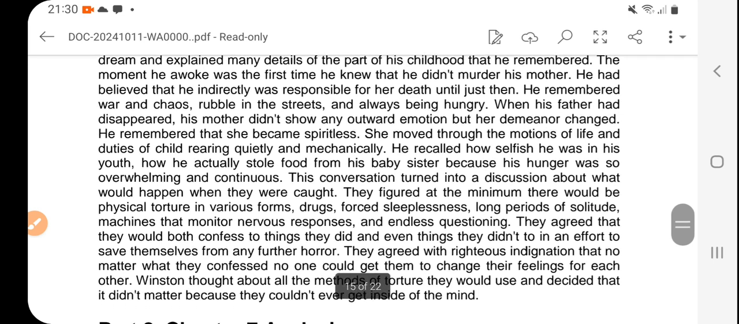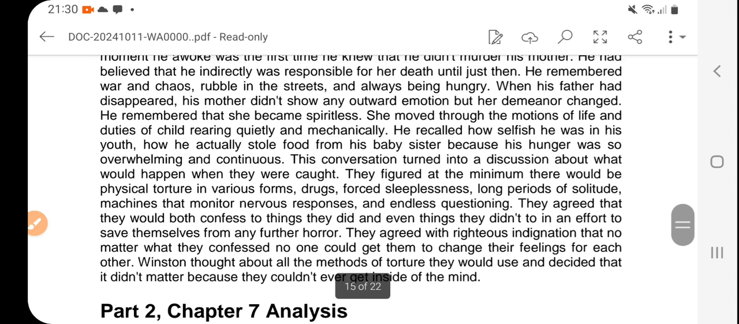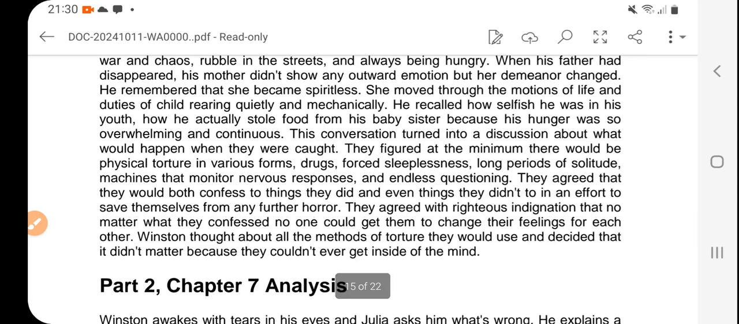The moment he awoke was the first time he knew that he did not murder his mother. He had believed that he indirectly was responsible for her murder until just then. He remembered war and chaos, rubble in the street, and always being hungry. When his father had disappeared, his mother did not show any outward emotion, but her demeanor changed.